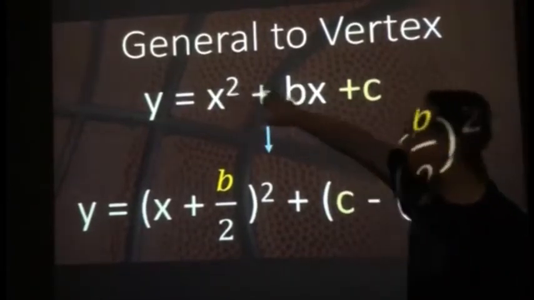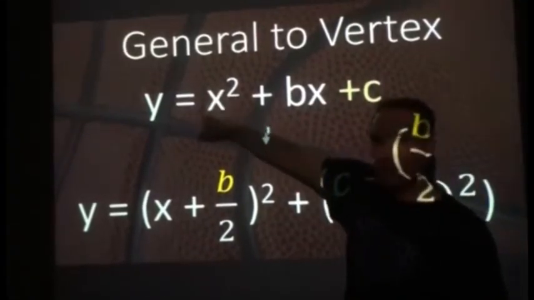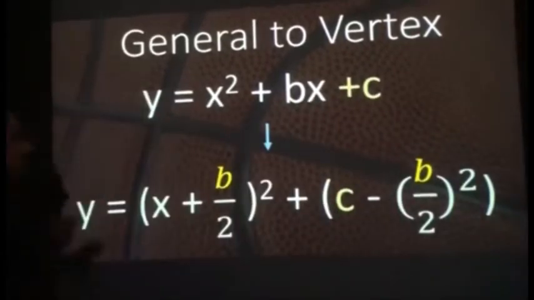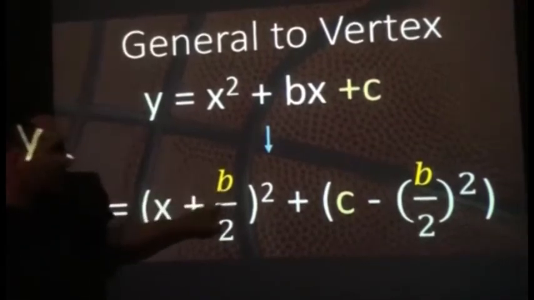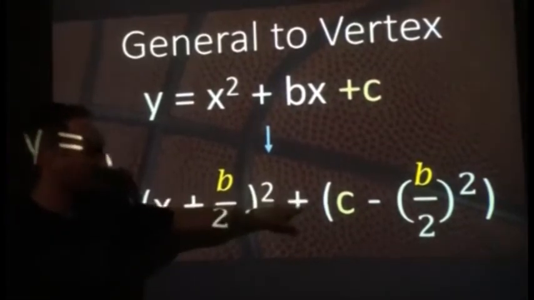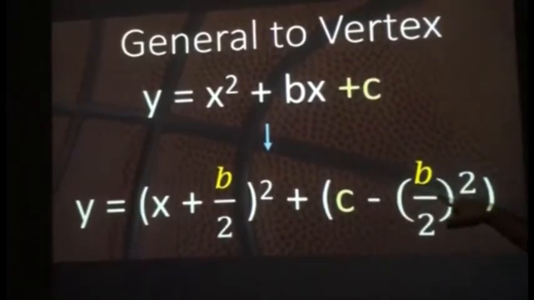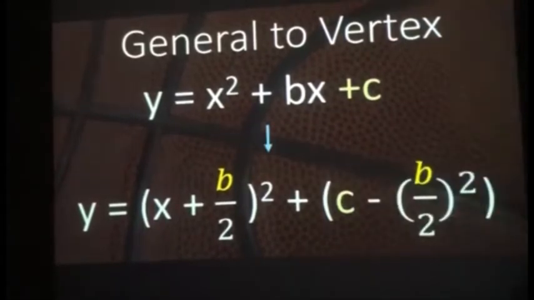To convert from general form to vertex form, if and only if your a value here is 1, here's your equation. It converts into vertex form as y equals (x plus b over 2) squared, so we're taking this number here, divided by 2, squared, plus our c. So here's our c, and we're subtracting b over 2 squared. Doing this formula right here, if this is 1, will give us our vertex form. And right from this form, we should be able to see the h and k for our vertex.